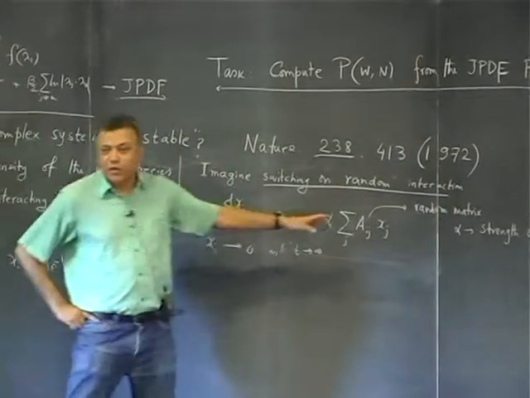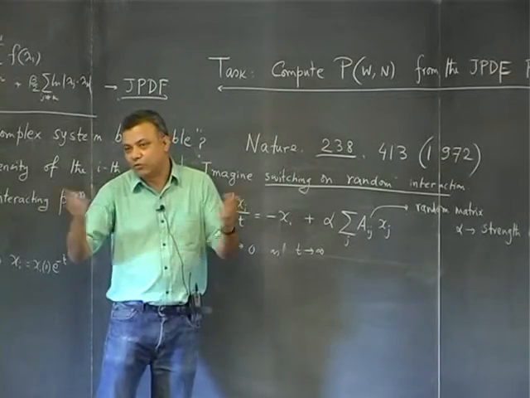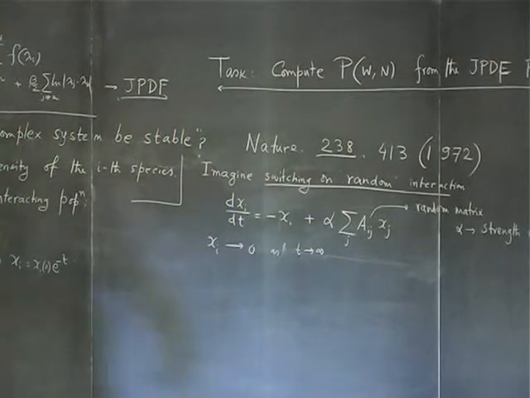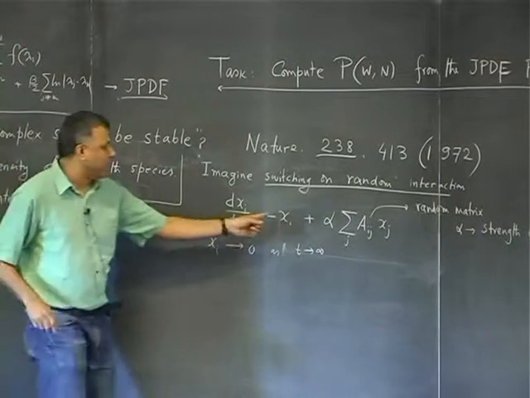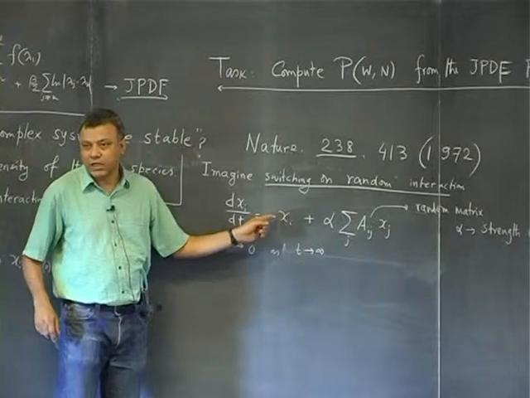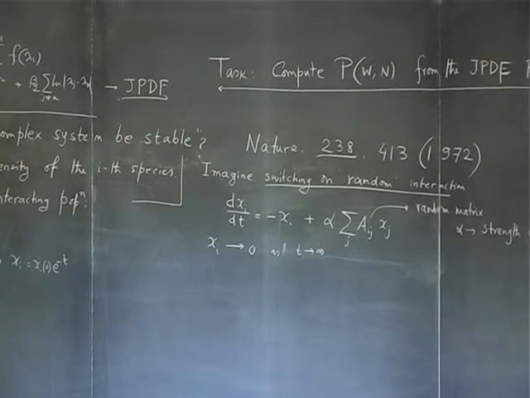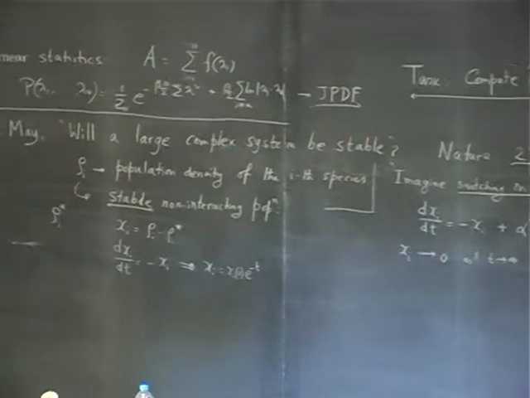I mean, there is a diagonal term which is like a self interaction, if you like. You can throw it away or keep it, simple model, whatever. That will just renormalize this rate here, the diagonal part, so nothing changes. So that's the question you were asking: will a large complex system be stable in presence of this interaction?